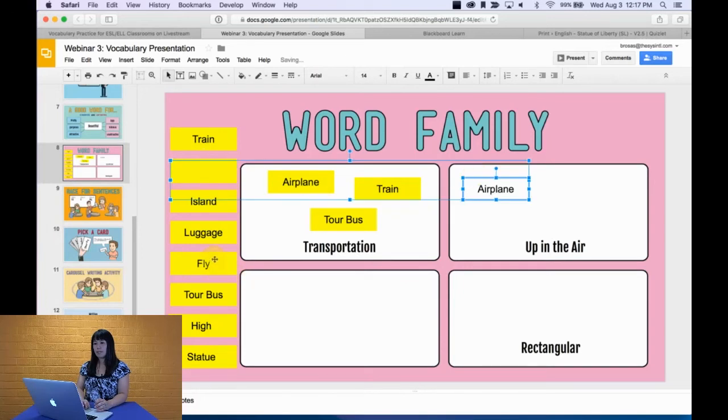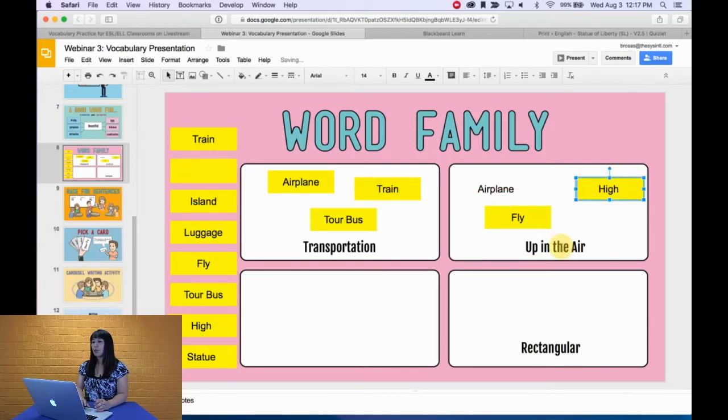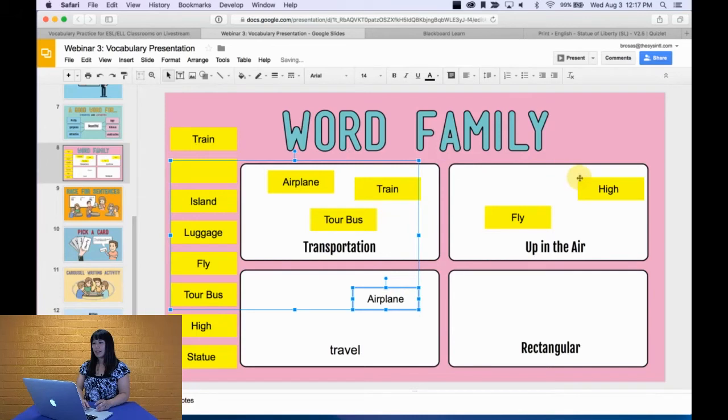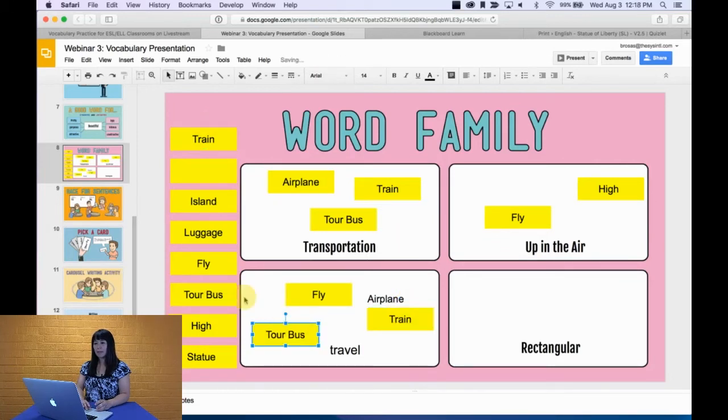Let's see, fly, as well as high. So here you can see those are words for up in the air. So maybe I have a blank one that I need to make a category for. So I might think something like travel. So I could again take airplane, and I could travel by flying. I could travel by train. I could travel by tour bus. And maybe I even need my luggage. But the idea here is you can put all these words, use them twice, 3 times.